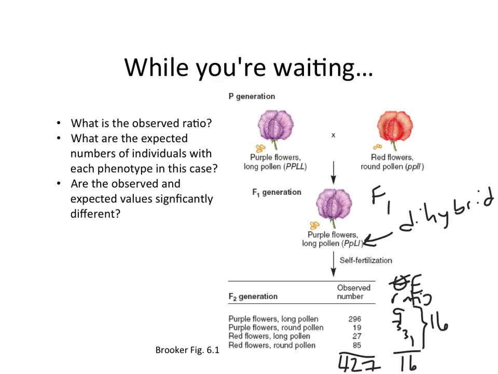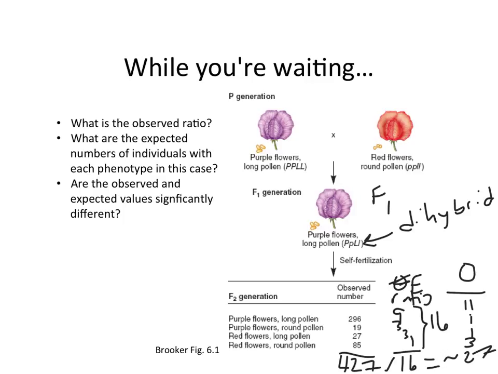So we want to divide 427 by 16, and that tells us how many observations make up 1/16 of the total, which is approximately 27. So in a ratio, 27 individuals would be the 1. So you multiply that by 3, and that tells you, so instead of 9 to 3 to 3 to 1, we're going to figure this out in a little bit. That's how you calculate that ratio. So the observed ratio winds up being 11 to 1 to 1 to 3.